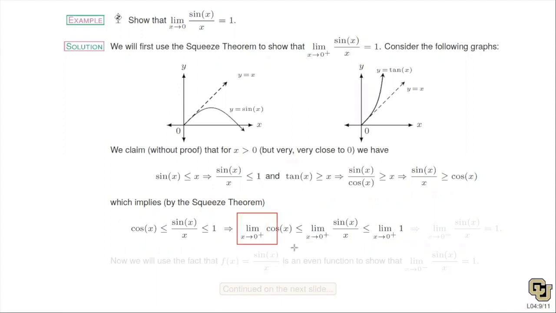And the limit of cosine of x as x goes to 0, you plug in points, this goes to 1. And the limit of just the constant 1, it's a constant, so the limit here is always 1. So by squeeze theorem, the limit of sine of x over x as x goes to 0 from the right will be 1 by squeeze theorem.